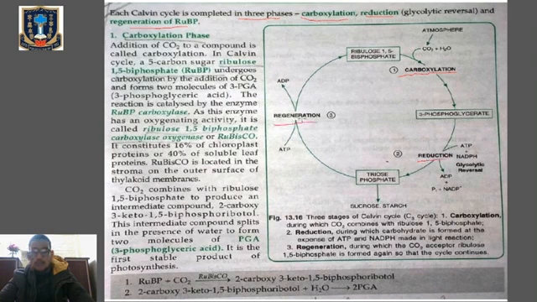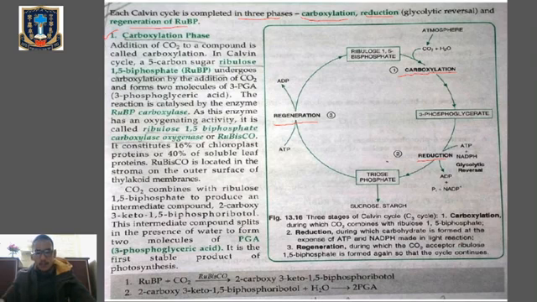So let's go to the first one, which is called the carboxylation phase. What are the events that occur during the carboxylation phase of the Calvin cycle, or the C3 cycle? Basically, what do you mean by carboxylation? The addition of carbon dioxide to a compound is called carboxylation. Clear? So addition of carbon dioxide to a particular compound is called carboxylation.